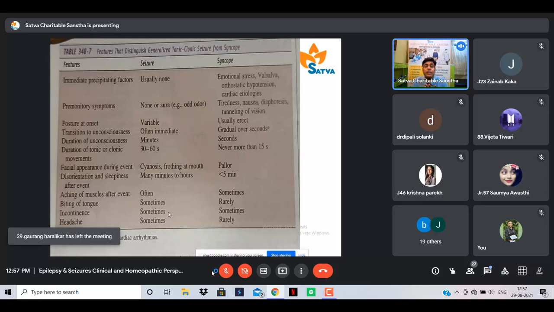In a syncopal episode, usually there is no tonic-clonic activity, but there may be some tightness or some decortication, which lasts hardly 5 to 10 seconds, but not more than 15 seconds. But in seizure, this may last for a few seconds.